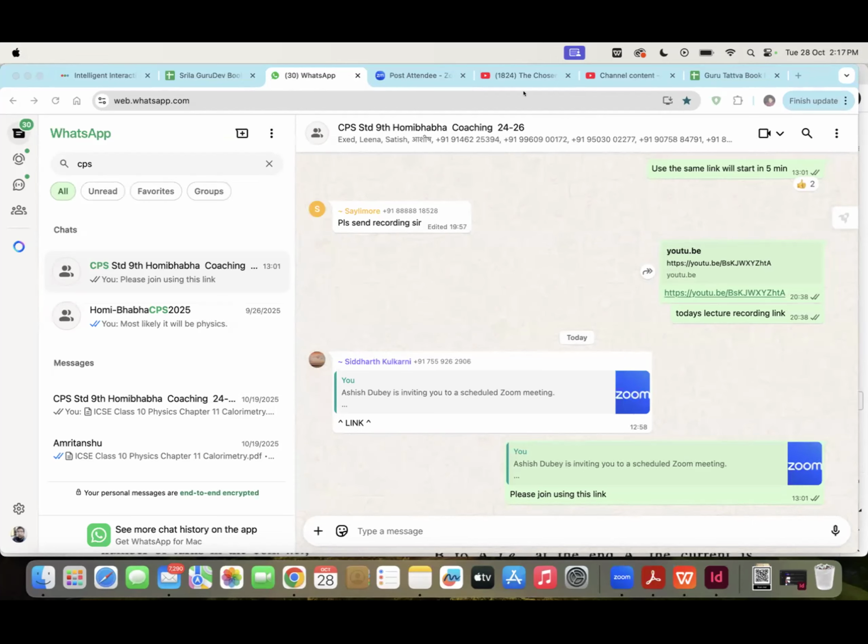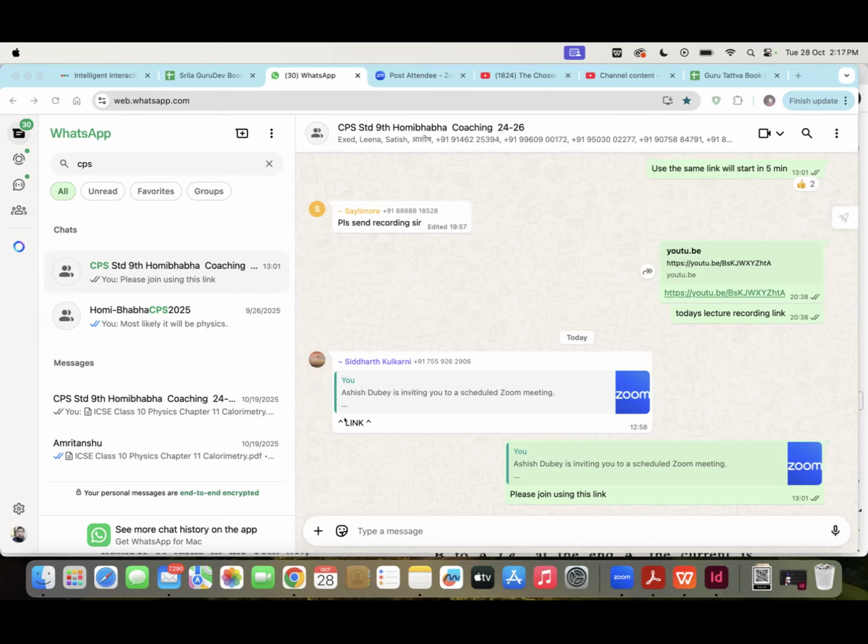Second salt is potassium chloride. Its formula is KCl.